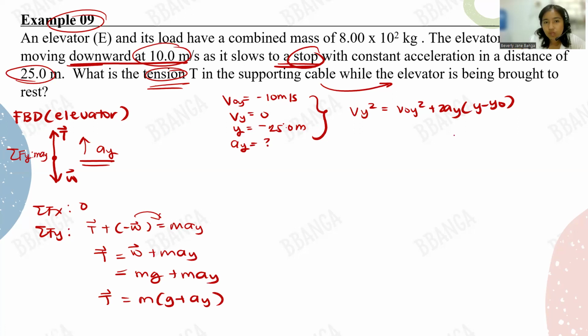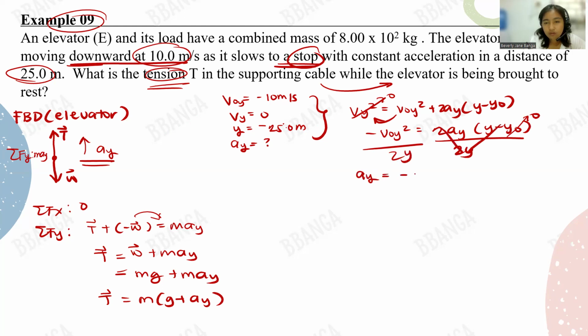Okay, so Vy is 0, so lipat ko lang to. Negative Voy squared is equal to 2ay y minus y naught. Cancel yung y naught, 0 lang siya. So divide both sides by 2y. And I'm left with ay is equal to negative of negative 10 squared over 2 times negative 25, and this gives me positive 2 meter per second squared.